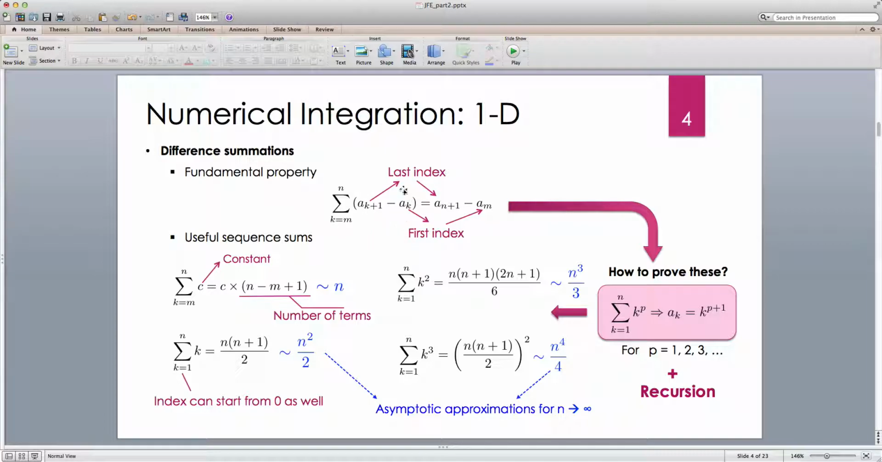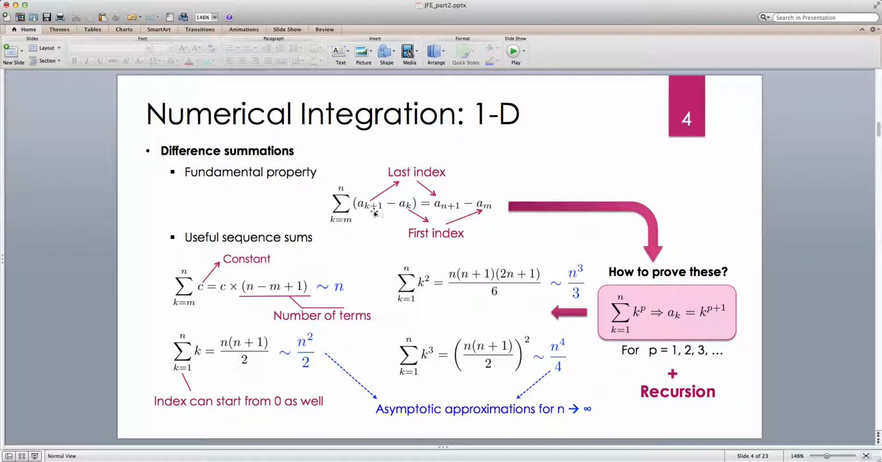So this difference property says that if you sum the difference of the two terms of a sequence, the result is basically you take the last index of the sum, put it in the a_(k+1), it gives you a_(n+1), minus you take the first index, put it in the a_m, all right?